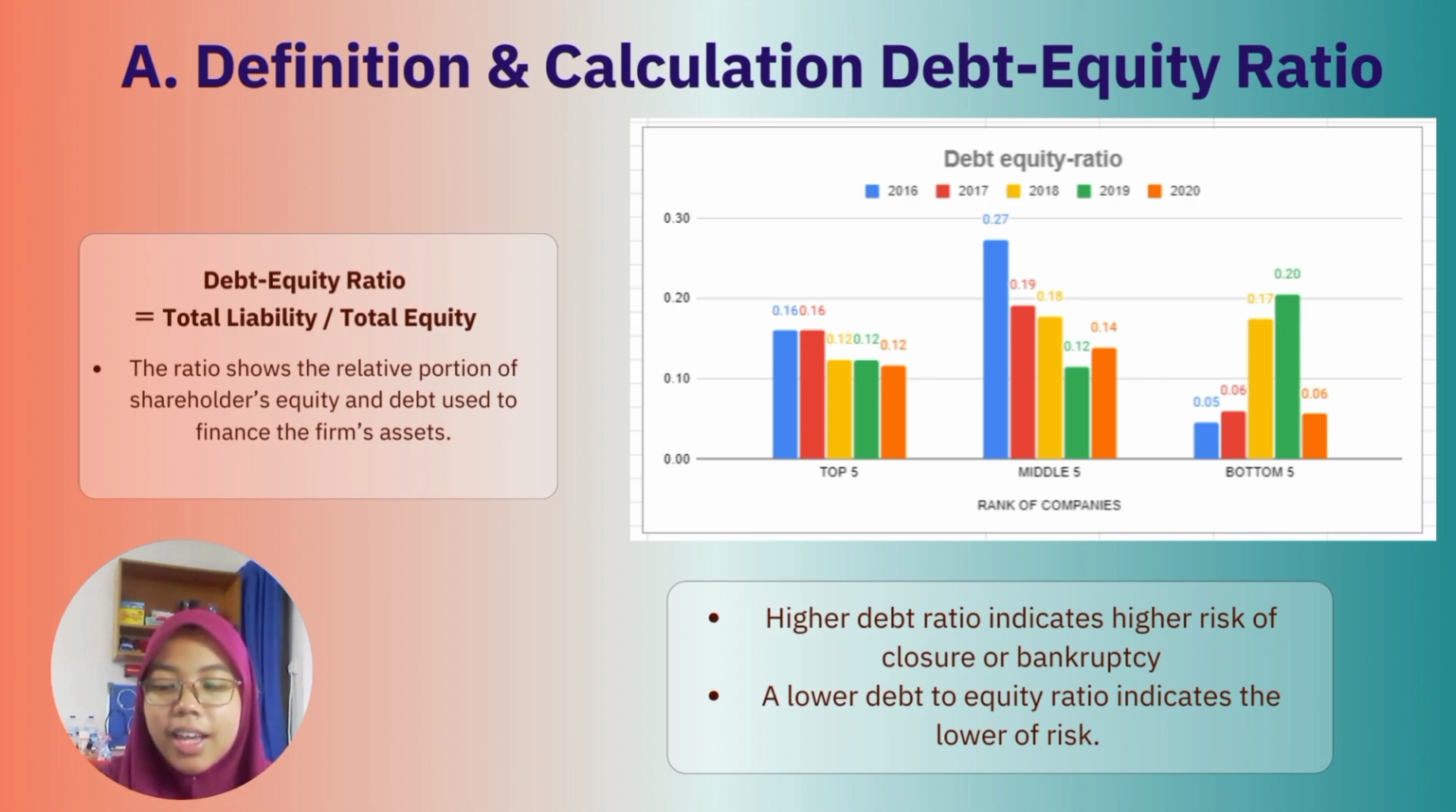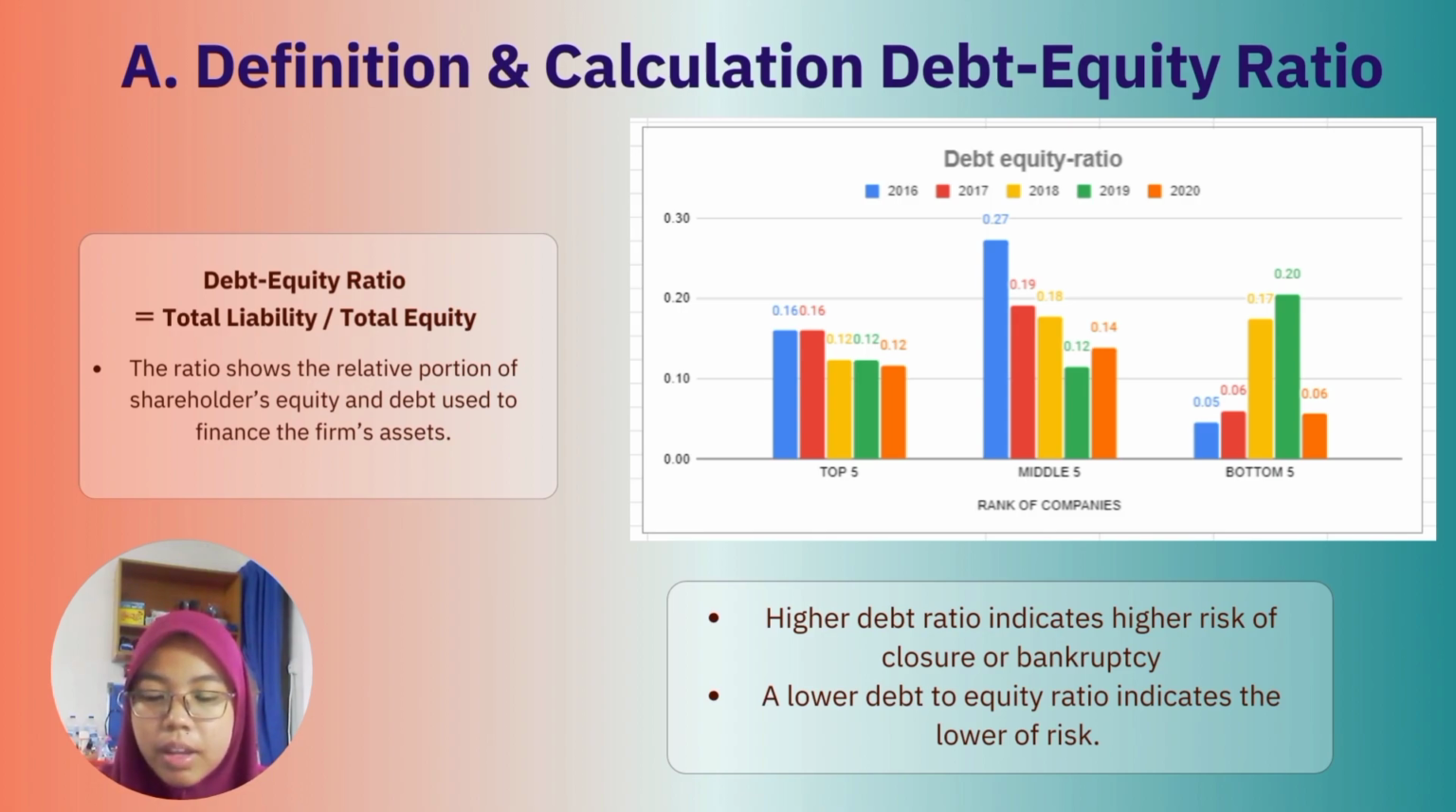By looking at the graph, we can see that during COVID-19, for the top 5 companies, the debt equity ratio is maintained, but it's getting lower and becomes the lowest during 2020. It shows that there was more demand at that time for the healthcare sector.